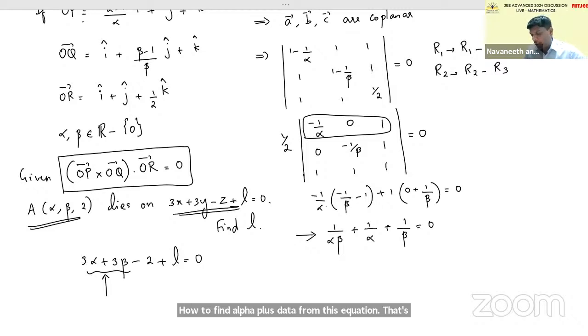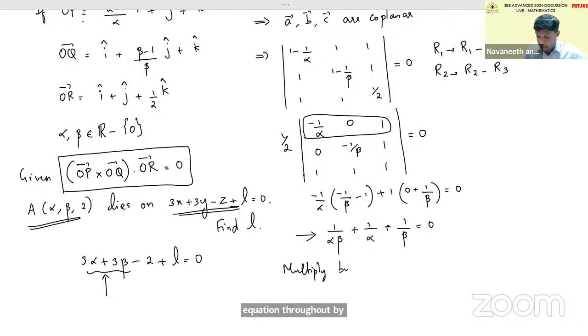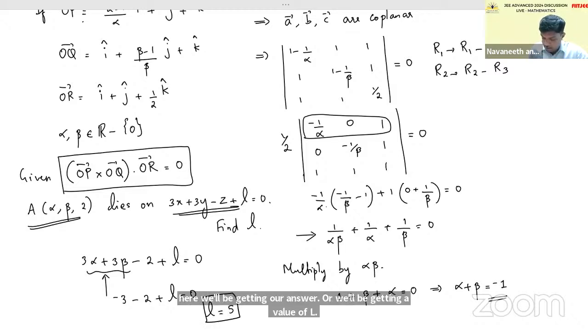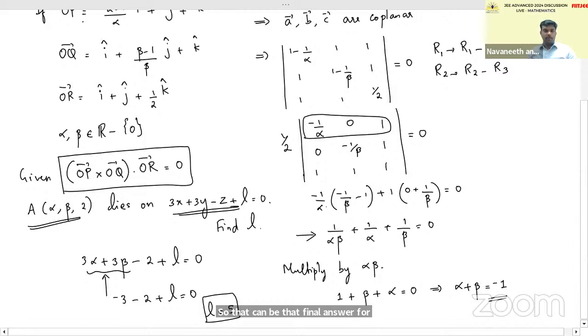That's very easy to do. You just have to multiply that equation throughout by alpha beta. Then you can see that it becomes 1 plus beta plus alpha is 0, which means we get the alpha plus beta value to be minus 1. And if you substitute that value here, we'll be getting the value of L as 5. So that will be the final answer for this question.